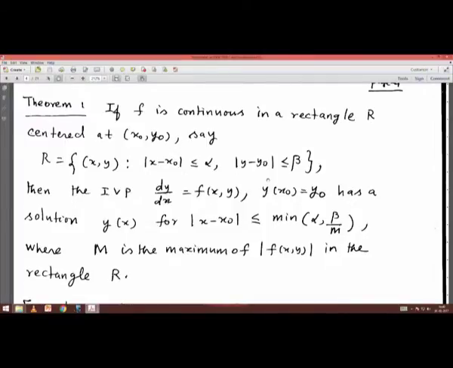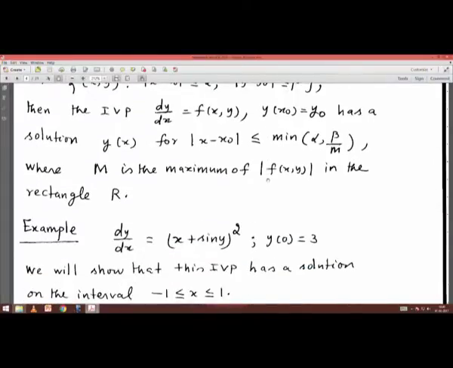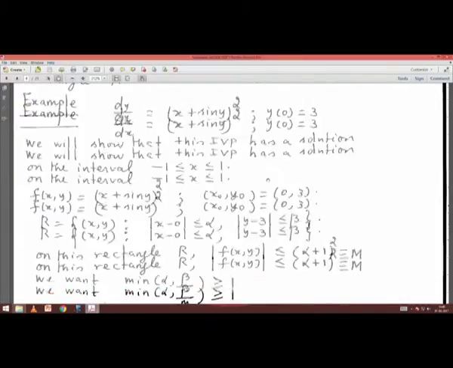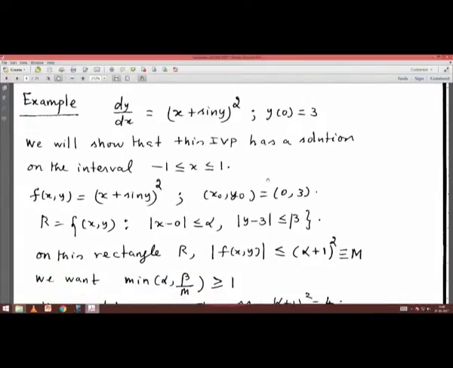Then a solution exists for this initial value problem in an interval which is a neighborhood of the initial point x naught. So, let us consider an example and try to understand the result given in the theorem. If you take dy by dx is equal to x plus sin y the whole square with y of 0 equal to 3, we will show that this initial value problem has a solution on the interval minus 1 to 1 that encloses this initial point x naught, which is 0.